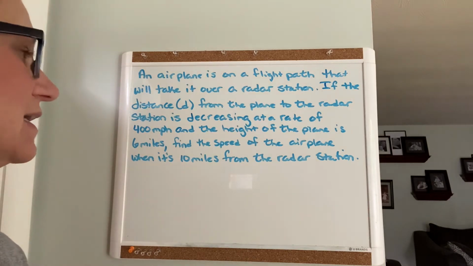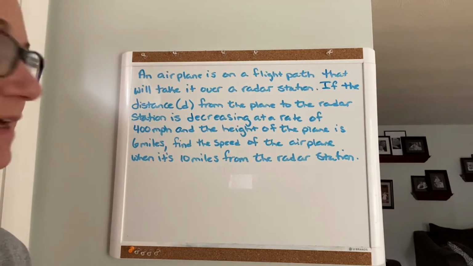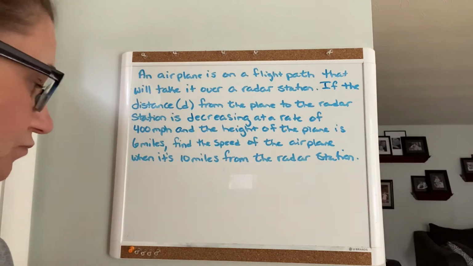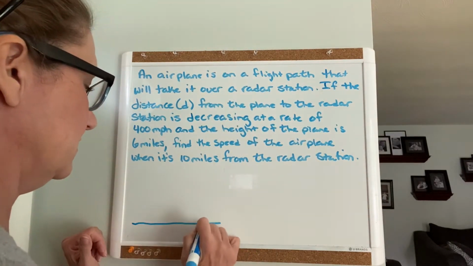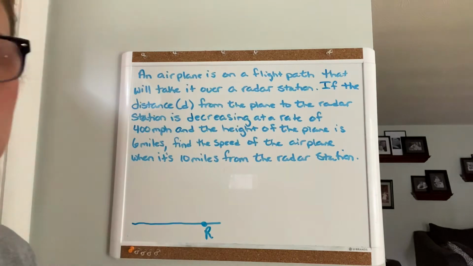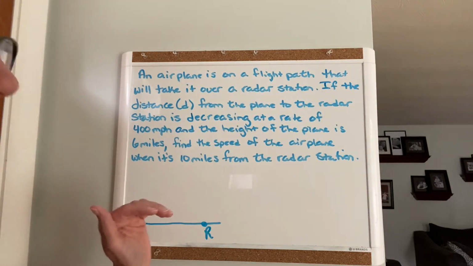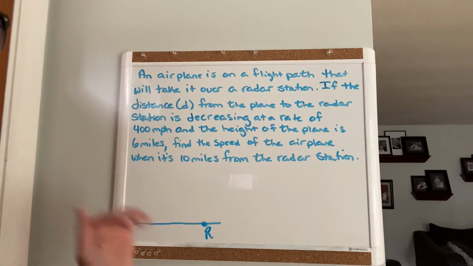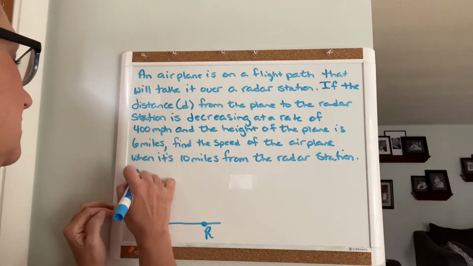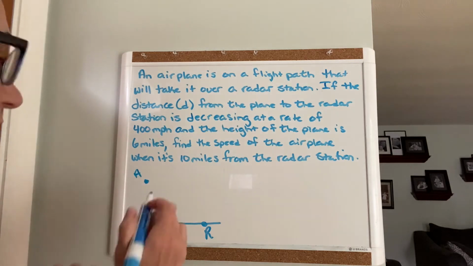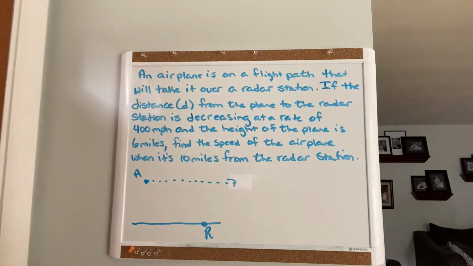I think in a lot of cases, the hardest part is to figure out what does my drawing look like. So first thing we're gonna do is draw the ground and our radar station. We're gonna call it R. The airplane is flying parallel to the ground and it's going to pass over the radar station, but is not over it. So I'm gonna put the airplane here. There's A, and it is traveling parallel to the ground.